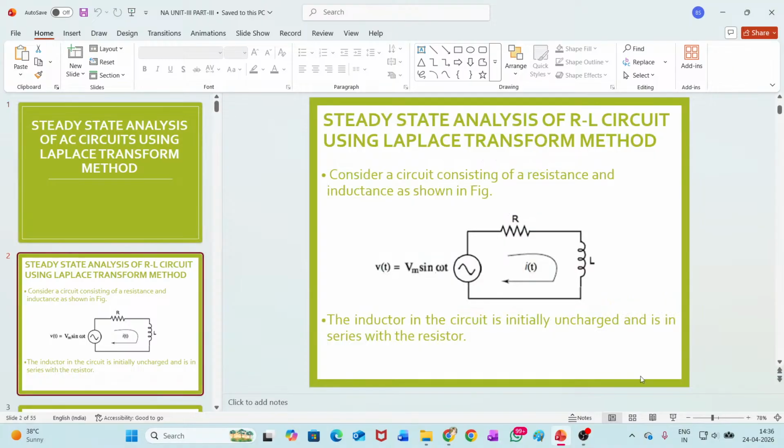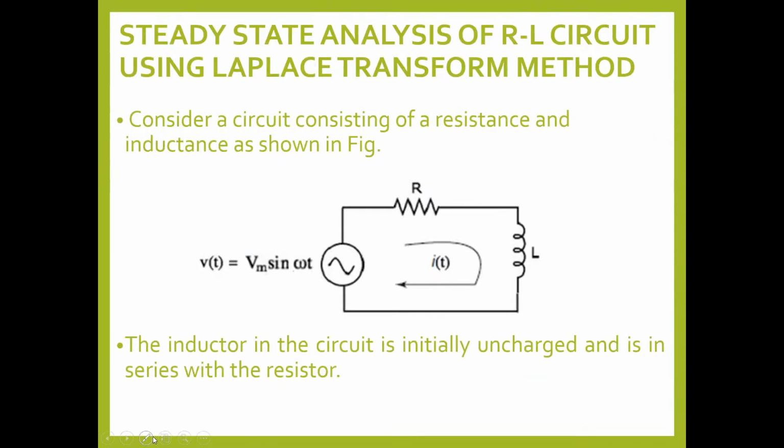Okay, let us start with steady state analysis of RL circuit using Laplace transformation method. Here you can see the RL circuit. Resistor and inductor are connected in series here. An AC supply of Vm sin omega t is given to this circuit, and because of this source, the response in this circuit is I of t. So the source is V of t and the response is I of t.